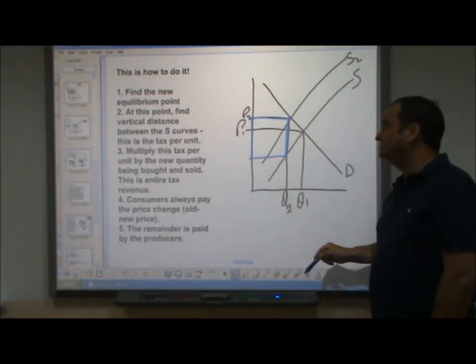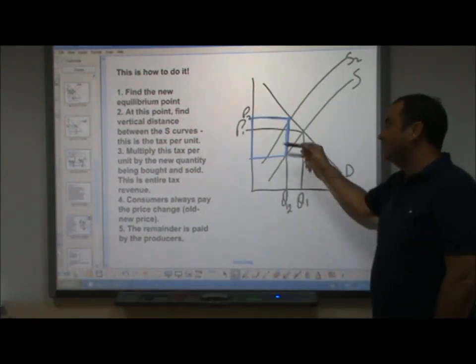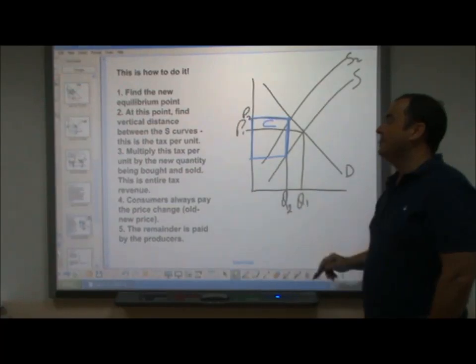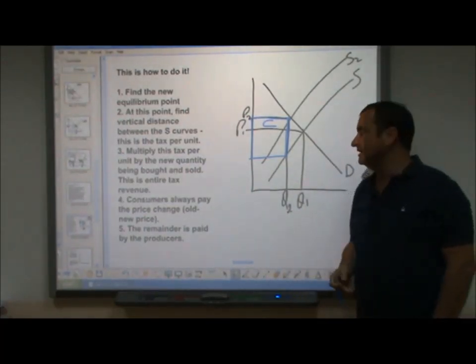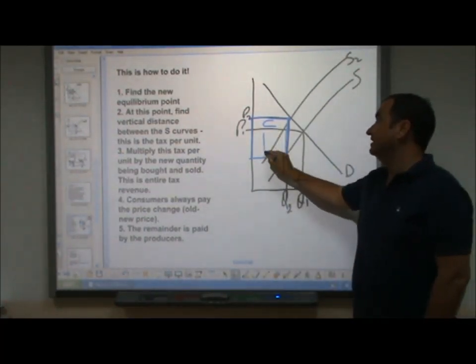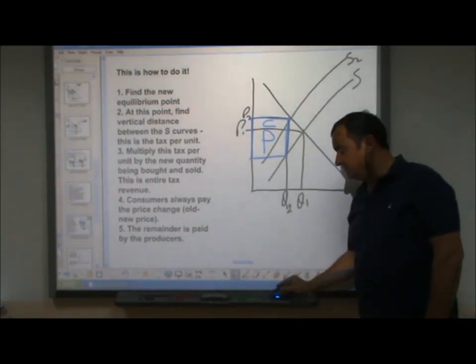Number 4, consumers always pay the price change, old to new price. So that's the consumer's portion or burden of the tax. And so the rest is paid by the producers. That's the way to do it. Okay?